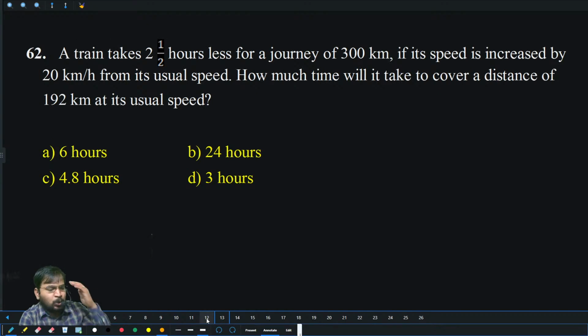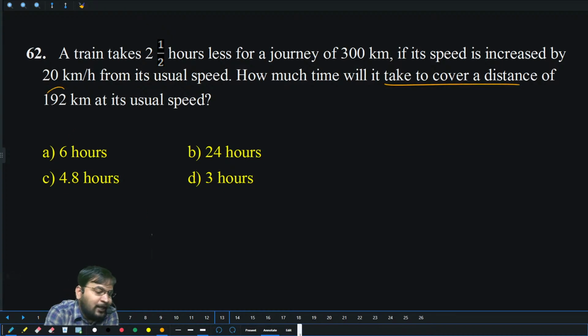A train takes 2.5 hours less for a journey of 300 kilometers if its speed increases by 20 km/h from its original speed. How much time will it take to cover a distance of 192 kilometers at its usual speed? They are asking for time, so it should be a multiple of 192.